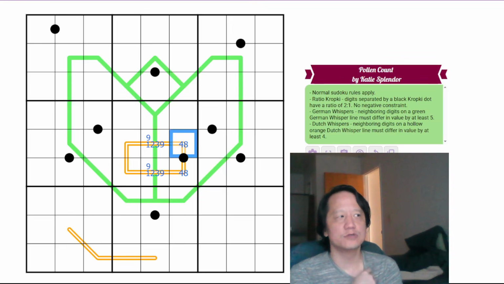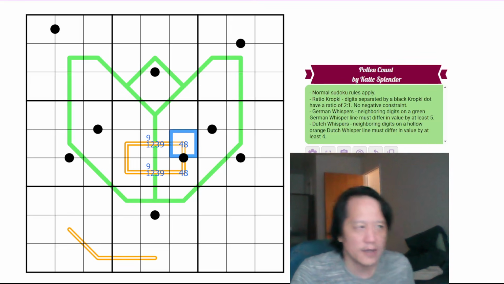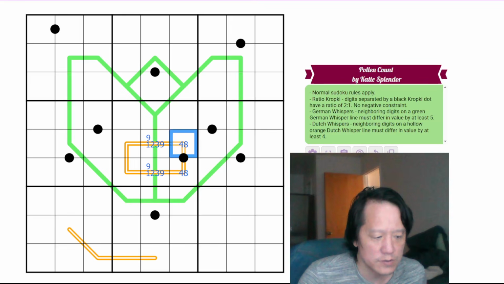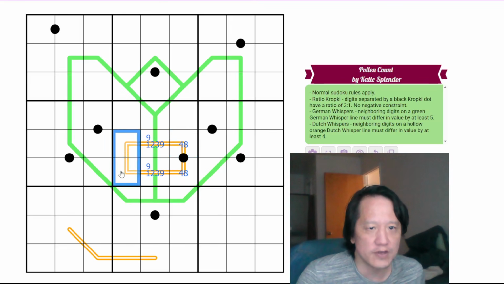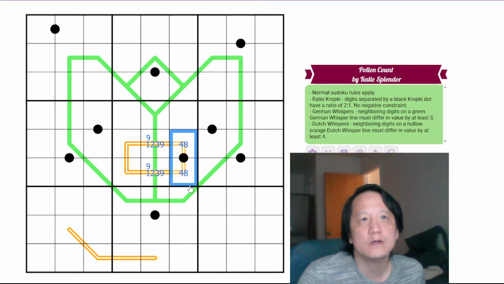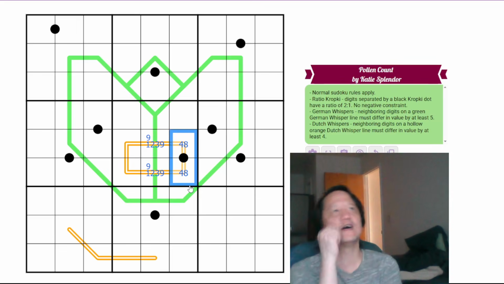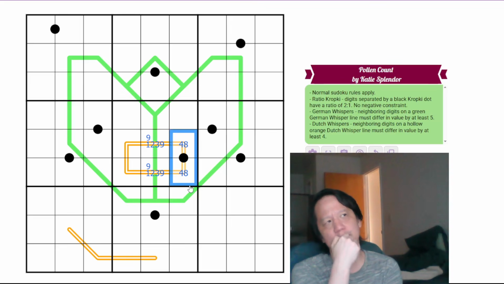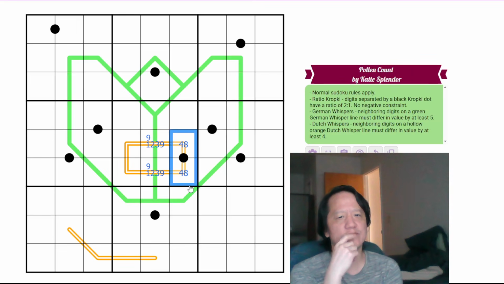9 can be next to 1 through 5, and 1 through 3 has to be next to 7 here, because we already have 9 accounted for. We have 8 accounted for here. Actually, I guess 1 through 5 could be next to 5, 6, or 7. So it doesn't actually have to be 6 or 7 here. Interesting.